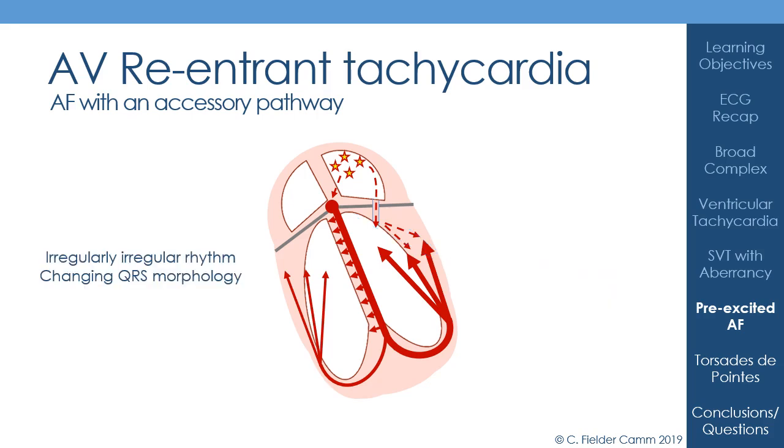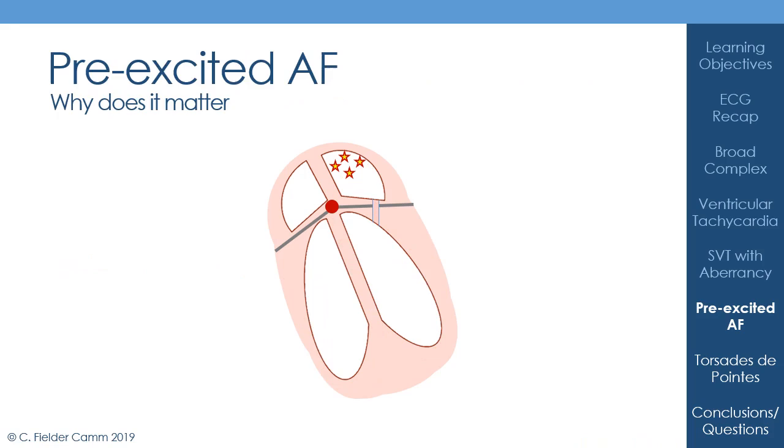And you get this irregular rhythm because it's atrial fibrillation, and you get this changing QRS morphology. Okay, so why does it matter? Well, why does pre-excited AF matter? Is it not just atrial fibrillation? Do we not just treat it like atrial fibrillation? Or is it not just an SVT and an AVRT? Do we not just treat it like that? Well, no. Importantly, we shouldn't.